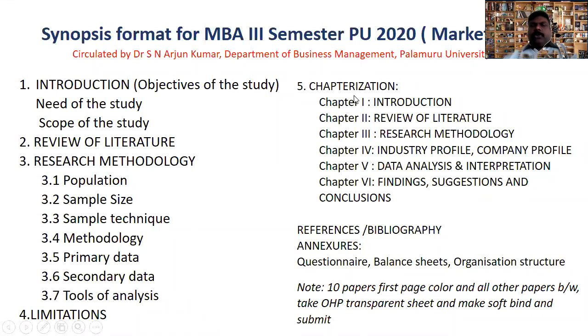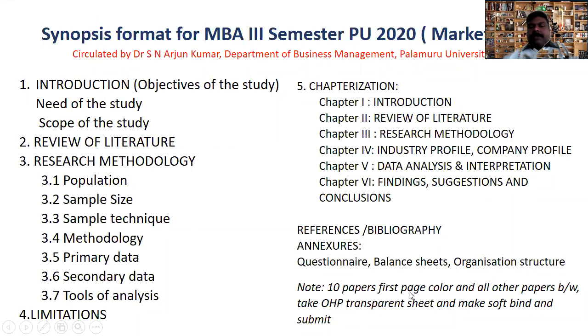Chapterization, try to include this in the contents only. The main project report will be like this, that we are showing in future. Chapter 1, chapter 2, chapter 3, chapter 4, chapter 5, chapter 6 will be our project report in future, that we are going to show here. We have to write it as it is. References, try to add any books you have referred. Annexures we have to add at the last: questionnaire, balance sheet, organization structure.